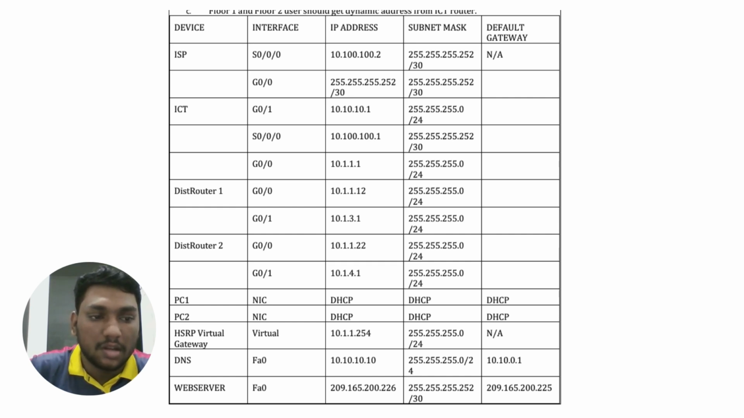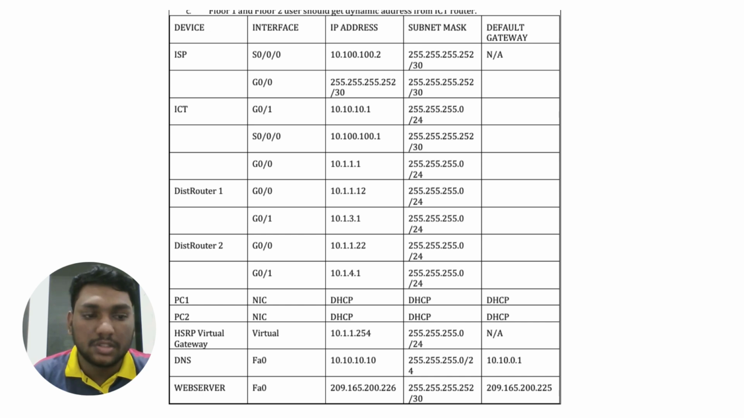So this is the network addressing scheme table. For the ISP, interface S0/0/0 IP address is 10.100.100.2, and for interface G0/0, the subnet mask is 255.255.255.252. For the ICT router, the serial port is 10.100.100.1 and for the gigabit Ethernet port, it is 10.1.1.1.